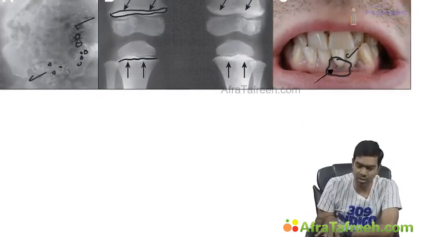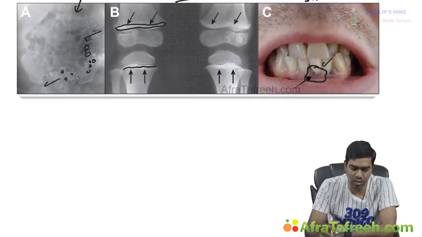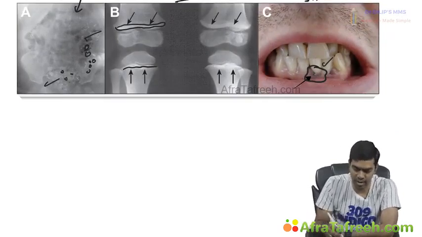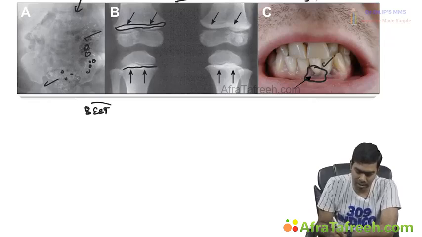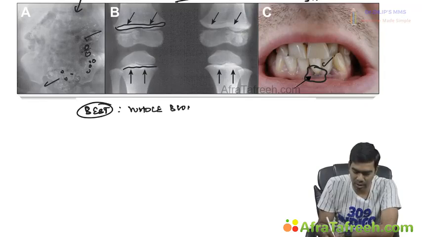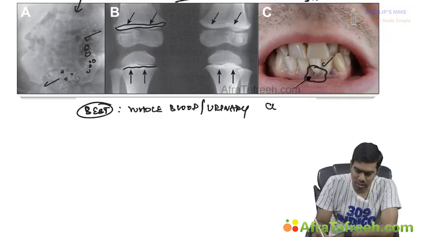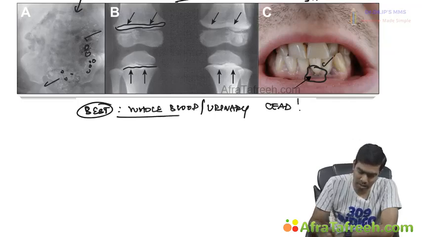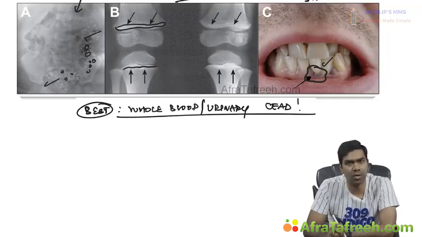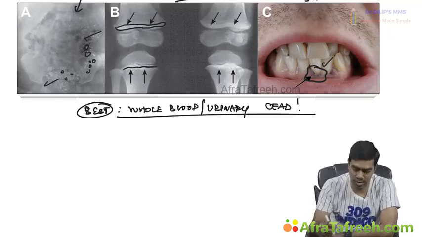But test-wise, none of these things are going to help you diagnose lead. The best and the gold standard test is whole blood and urinary lead levels. Whole blood and urinary lead, that is going to be the gold standard. This is the best test for diagnosing lead poisoning and lead toxicity.